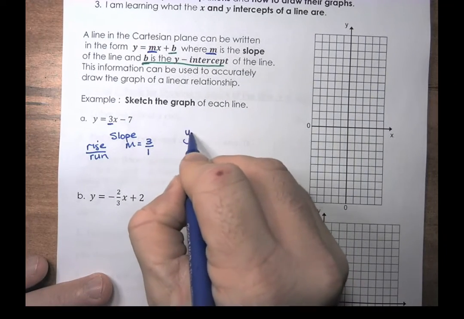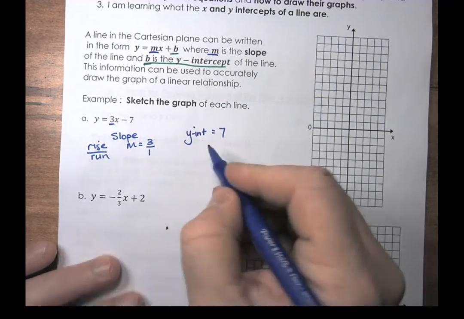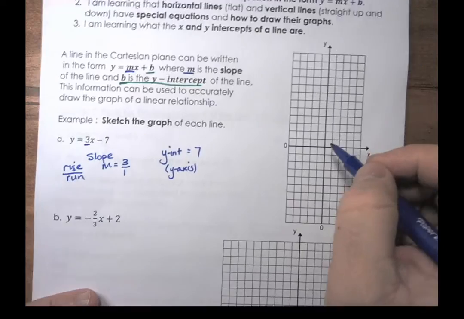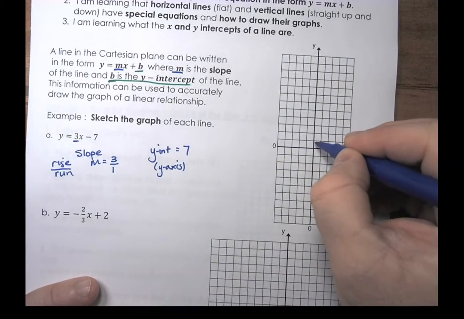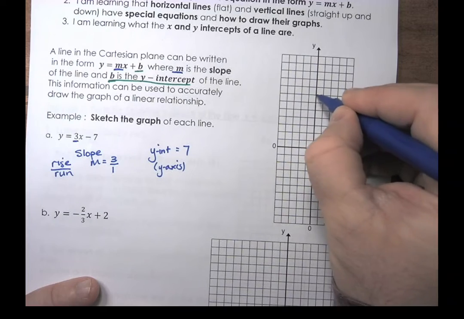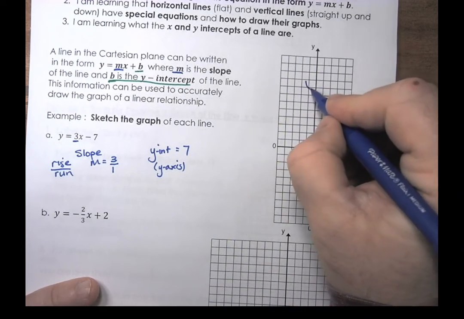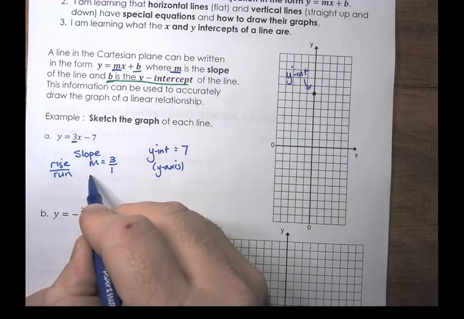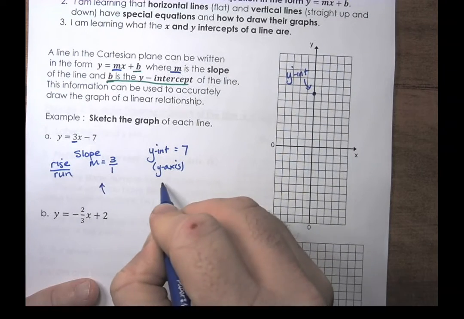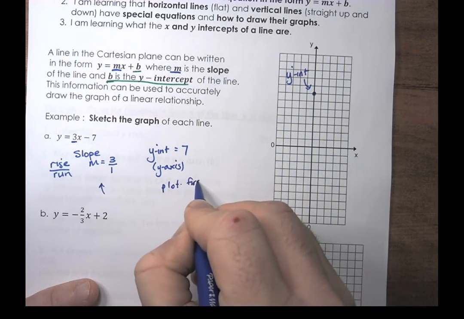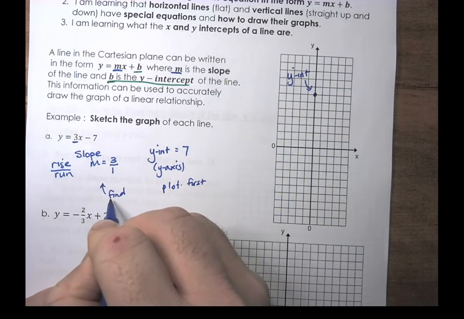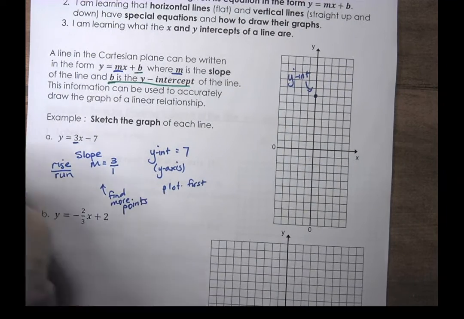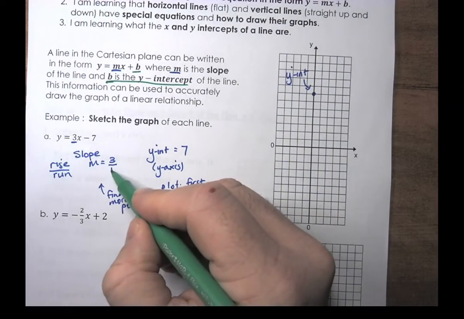The y-intercept tells us where to start on the y-axis. So if I'm looking at a y-intercept of 7, this is our starting point. 1, 2, 3, 4, 5, 6, 7. There's our y-intercept. And then I can use my slope to find more points, by following the pathway of a rise of 3, run of 1.